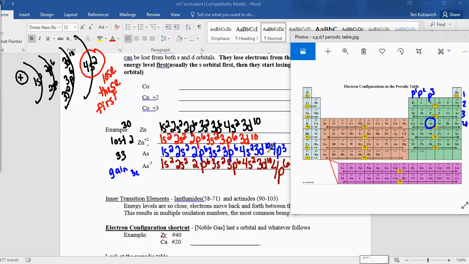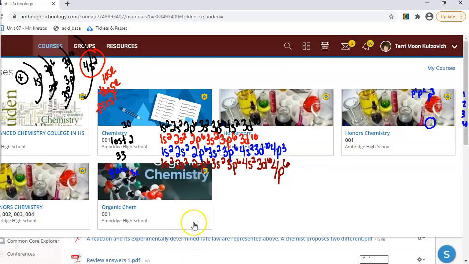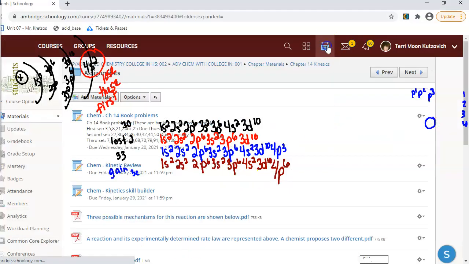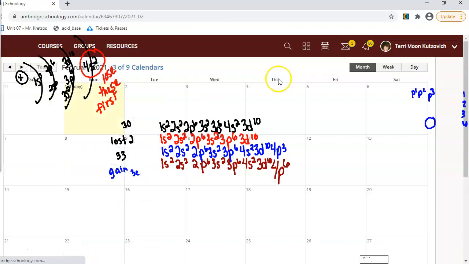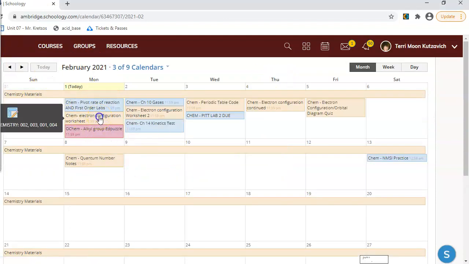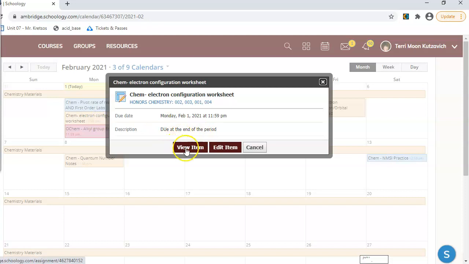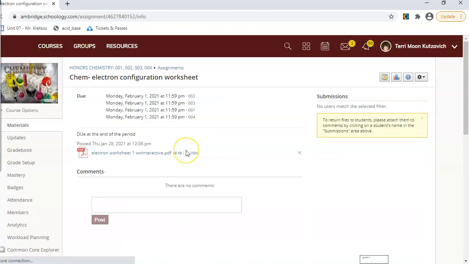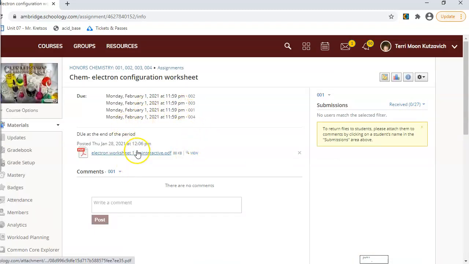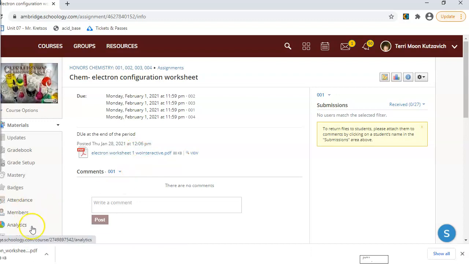So now we're going to take the rest of the period, today's a work day, to work on that electron configuration paper that's listed on the Schoology calendar. I can show you it right here. And I would like you to submit it. It's great practice, and if you have any questions, just ask. I'll be here. Now it says due at the end of the period. We'll see how far you can get. There's not that many, so you should be able to get it done by the end of the period.